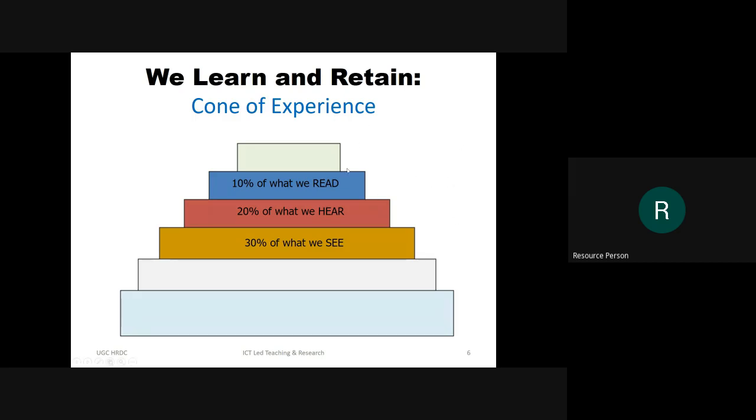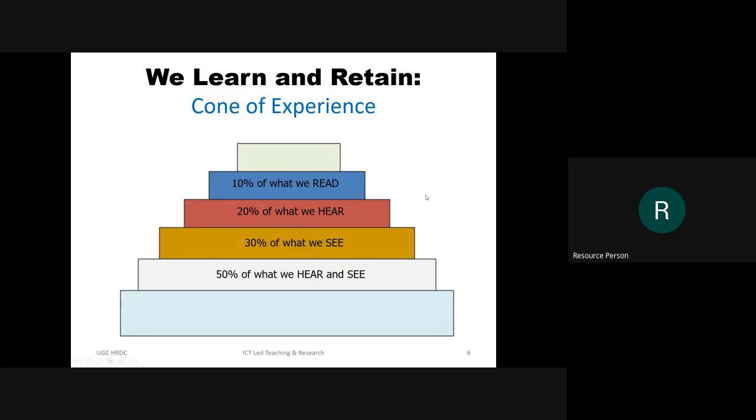So typically in the traditional methodology, only reading was there. So 10% of the retention was possible. The emphasis was on memorization. Emphasis was on chalk and talk. Then there are broadcasts, audio books, and so many other methods through which, in the teaching learning process, apart from reading, even the hearing sense is also being utilized. So if we not only read but also hear and see, then the level of retention is going to be much, much higher. That is the objective of the 21st century teaching learning process.